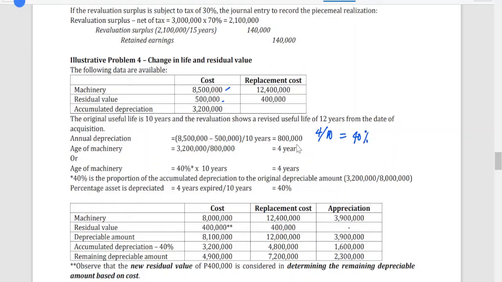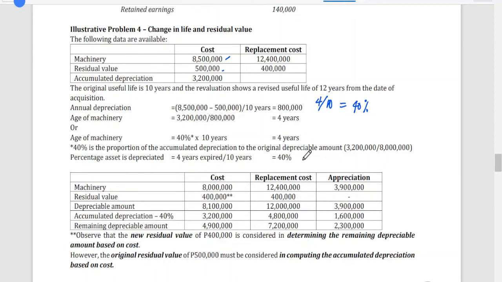Okay? Then, therefore, if it is 40% depreciated based on cost, we should also depreciate the replacement cost by 40%. Another way to get the percentage is 4 years expired over 10. Ayun, katong ganiha. Also, you can compute your age of machinery by multiplying 40% by 10 years. So, pwede lang po siya.